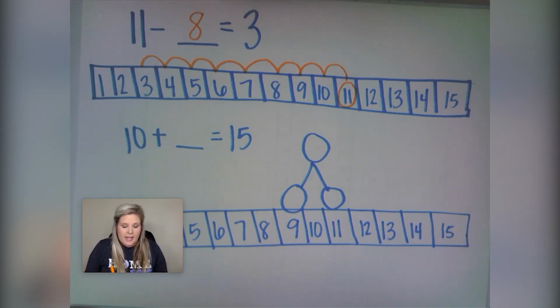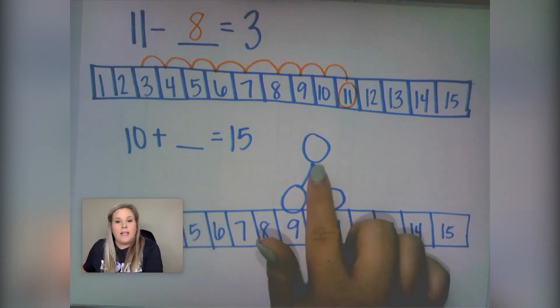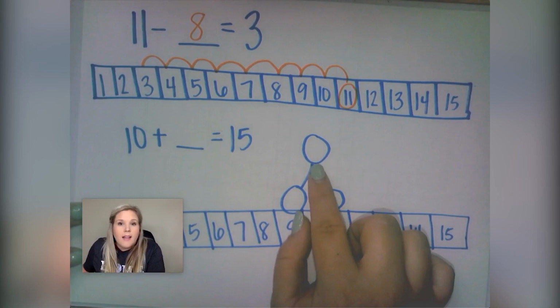Let's go ahead and take a look at our second problem. Before we find our missing number, let's go ahead and use a number bond to explore some related facts for the numbers 10 and 15. I have already drawn my number bond using circles. Now I would like for you, on one of those pieces of paper that we pulled out earlier, to draw a number bond yourself. Go ahead.